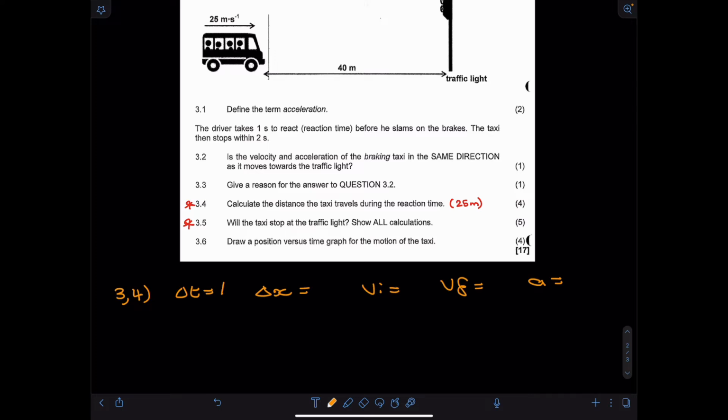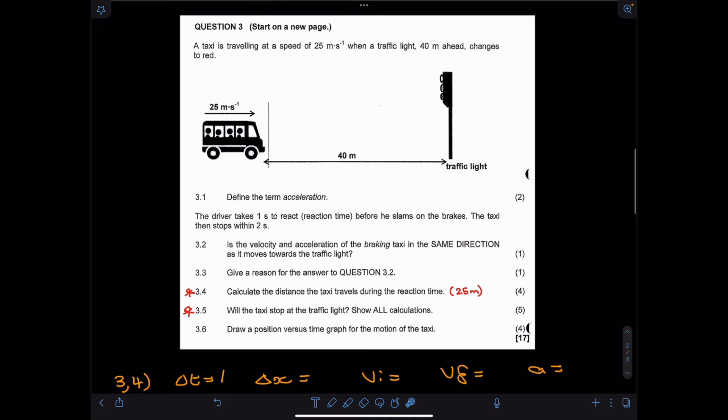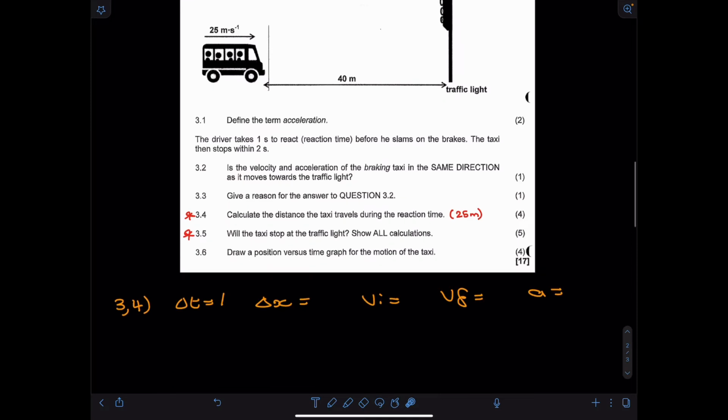So delta x, isn't this what we're solving for, right? Because it says calculate the distance. And remember, the taxi is traveling in a straight line here, so your displacement and your distance are going to be the same, right? What I like to do for the variable that I'm solving for is put a question mark, so you know what you're looking for.